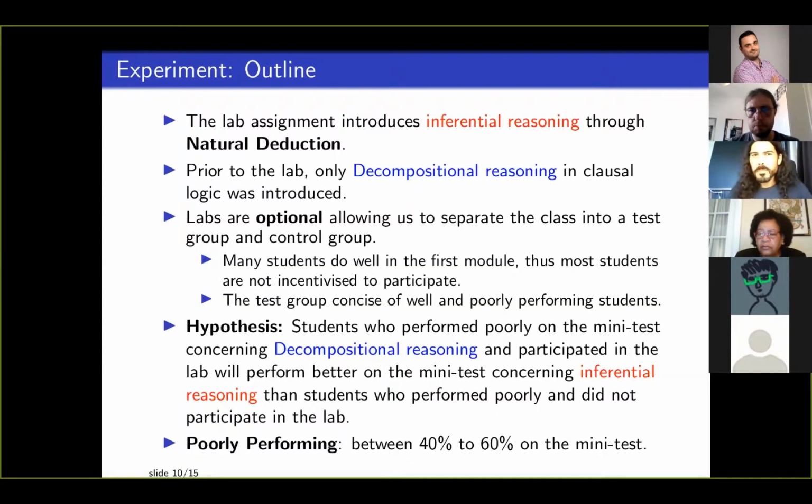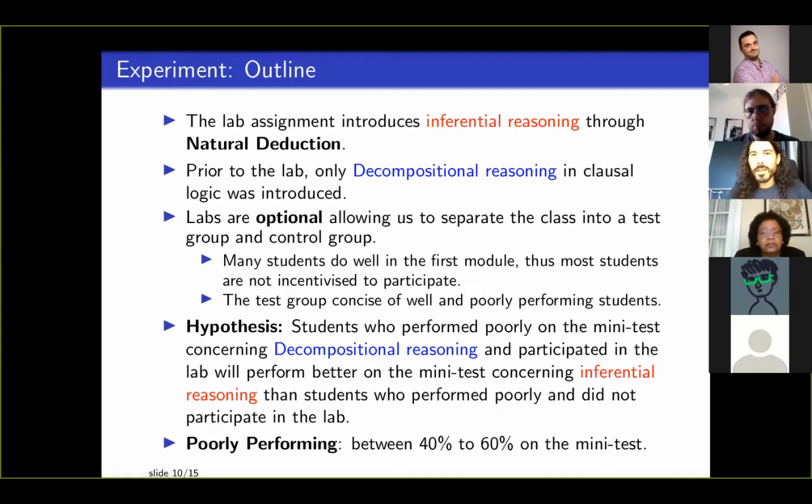Students are used to seeing this, and they're used to saying, I apply the rules ad hoc, or I could just do it anyway and it'll work out eventually. Inferential reasoning is a little bit more difficult because you often have to think about how to apply the rules. Because the labs are optional, we use this as a way to create a control group and a test group. Many students do well in the first module, so they're not incentivized to participate. So our test group was mostly well and poorly performing students.